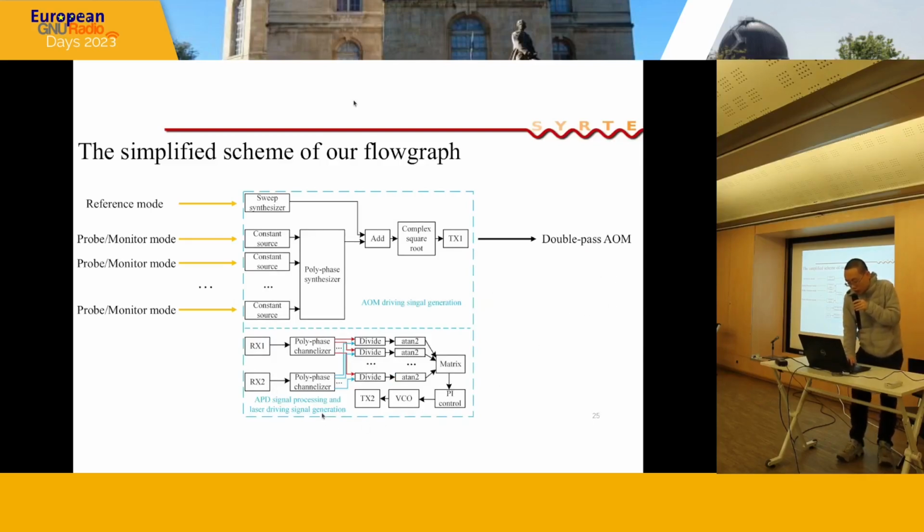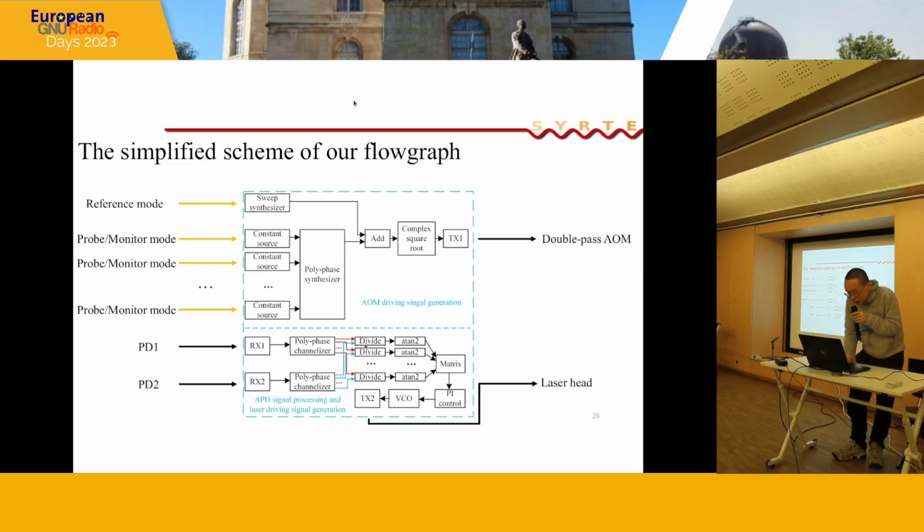And here is the signal processing part. As you can see, we connect the two RX ports to the two photodetectors, and the signal goes into the polyphase channelizer. We select the frequencies we are interested in and send them to divide blocks, and we can get the phase difference between these two sources. Then we use an A10 tool to extract the phase information. Then we send all these signals to the matrix.